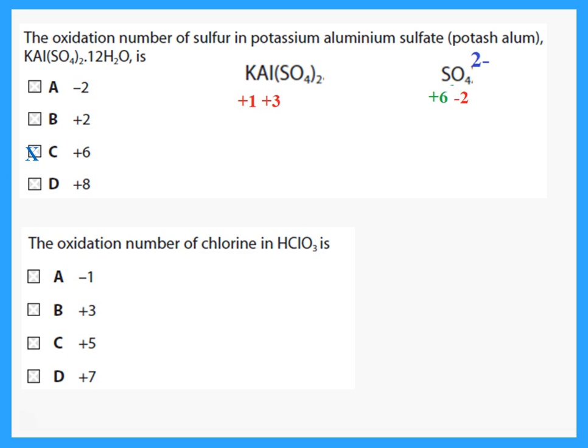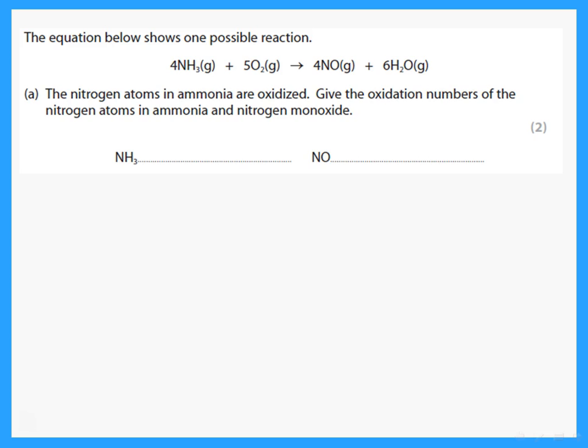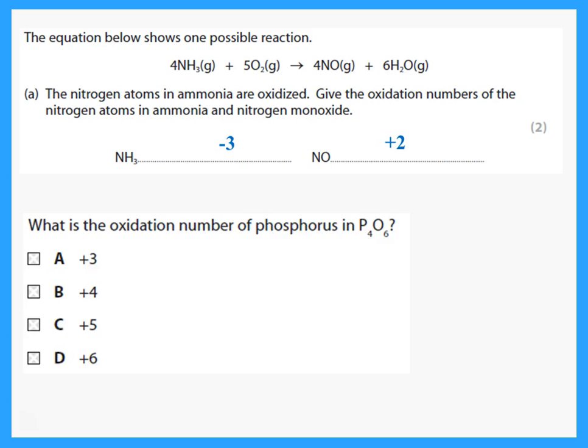Okay, in this question, he's saying what is the oxidation number of chlorine in HClO3? Well, let's take a look. The hydrogen has to be +1. The oxygen is -2, so I have a total of -6. Now, that means that the chlorine has to be +5 in order to have an overall of 0. This next question says, what is the oxidation number of nitrogen in ammonia and nitrogen monoxide? Well, in ammonia, each hydrogen is +1, so the nitrogen has to be -3. Now, in NO, each oxygen is -2, so the nitrogen has to be +2.